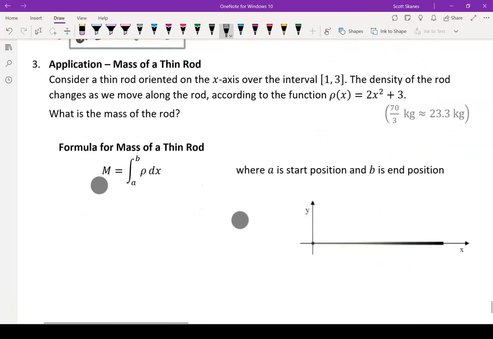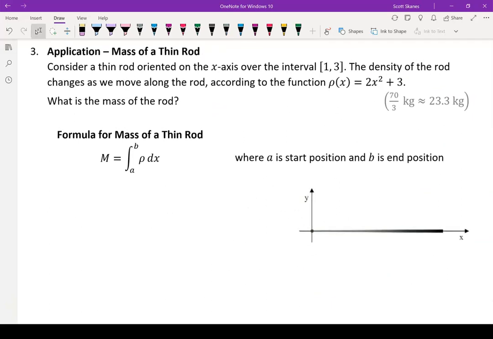Last question. Let's see if I can make it. Application: mass of a thin rod. Consider a thin rod oriented on the x-axis over the interval 1 to 3. So essentially this is the situation. The density, which means the mass per volume of the rod, changes as we move along the rod according to the function density is 2x squared plus 3.